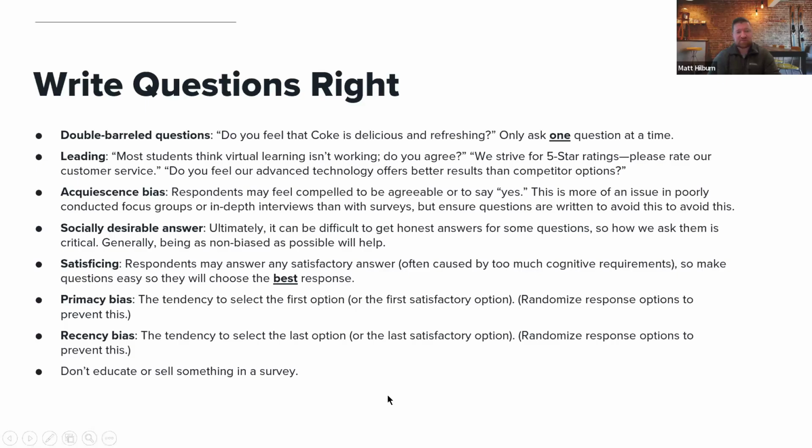And then primacy and recency bias. If you have a list of options and you say, hey, which of the below options is your favorite? And you've got a list of 10 items, there is a tendency for some people to either select the first option, or as they read it down they might select the last option. One way to prevent that bias is, again, randomizing those options so that every respondent sees a different order of that list, and that can help.